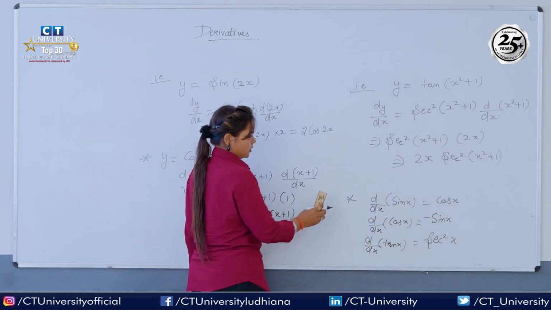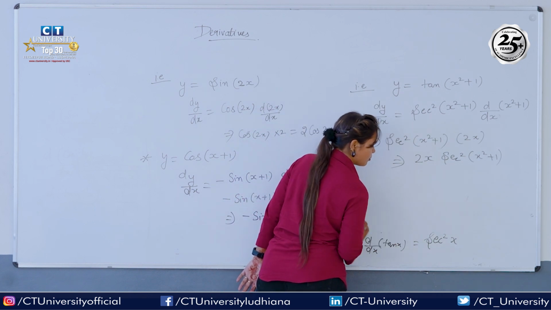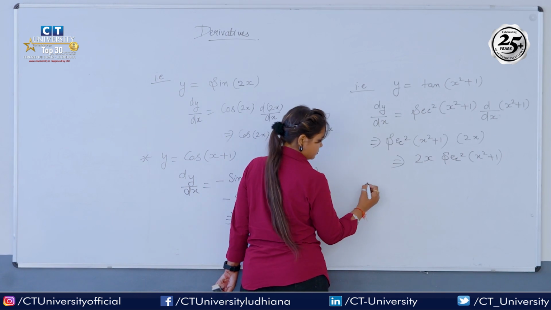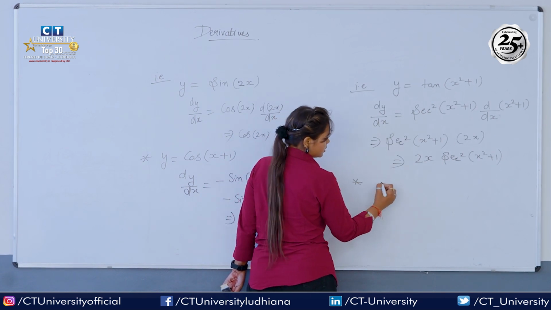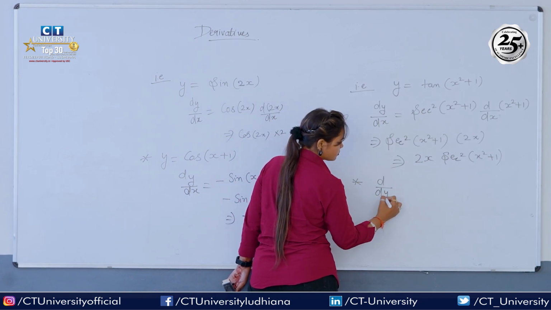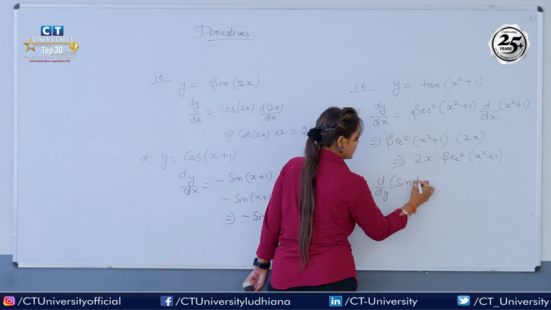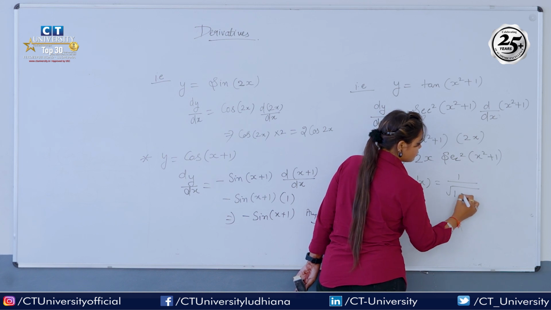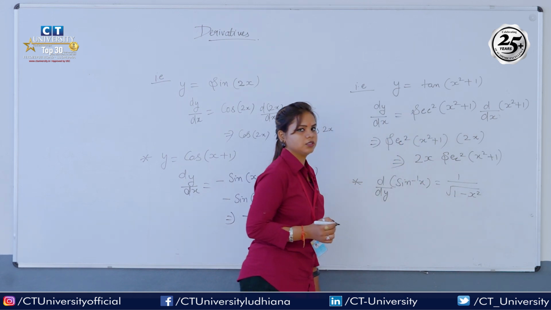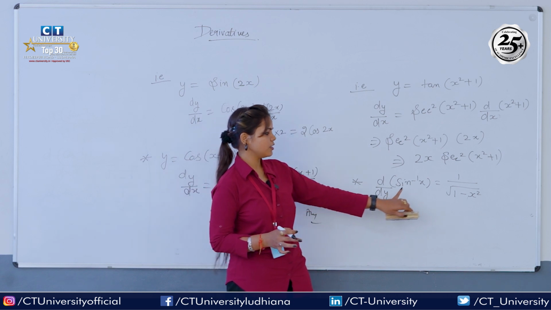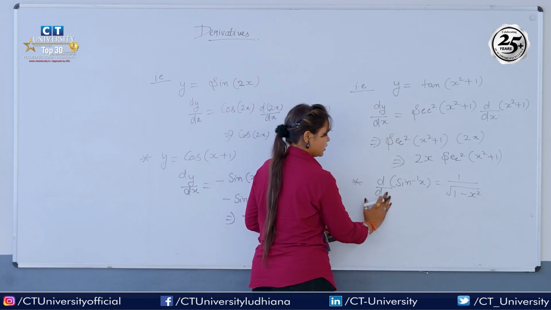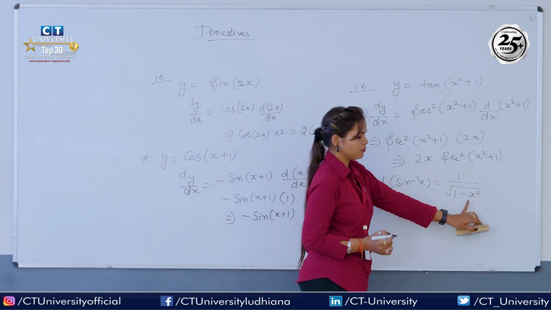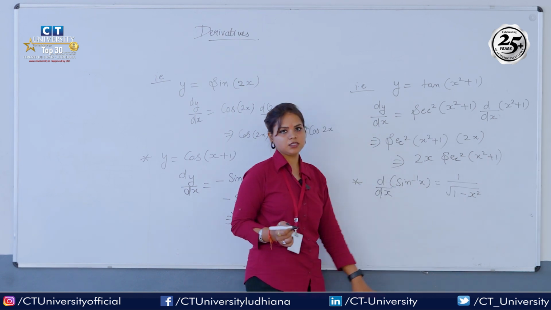Now let's discuss the inverse trigonometric functions. Here are some rules for the inverse trigonometric functions. The derivative of sin⁻¹ x is 1 over √(1 − x²). The derivative of sin⁻¹ of any angle with respect to x is equal to 1 over √(1 − x²).